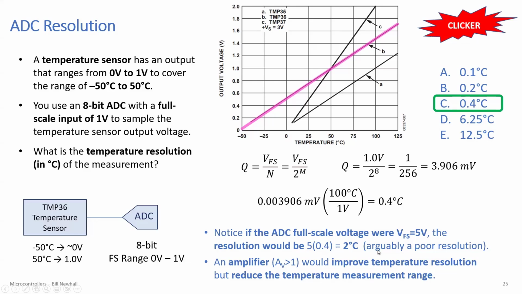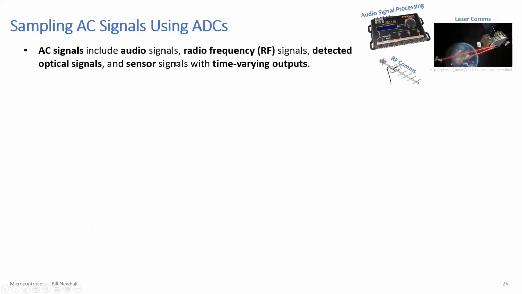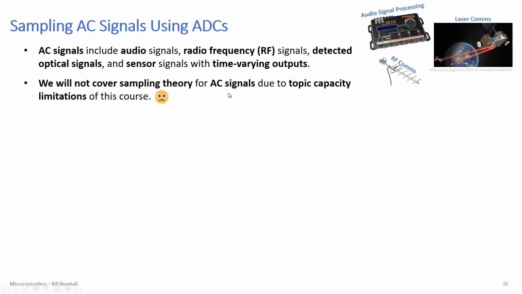So we've been talking about sampling DC or slowly varying signals. Sampling AC signals using ADCs takes another step in the theory. If you're sampling audio or radio frequency, or you're detecting optical signals, or you have sensors with rapidly varying outputs, that's what I mean by AC signals. I would love to cover those, but unfortunately, we don't have enough time in this class to cover that sampling theory. So we're not going to cover that, but I have a couple leads for you to follow if you do want to learn more about this.